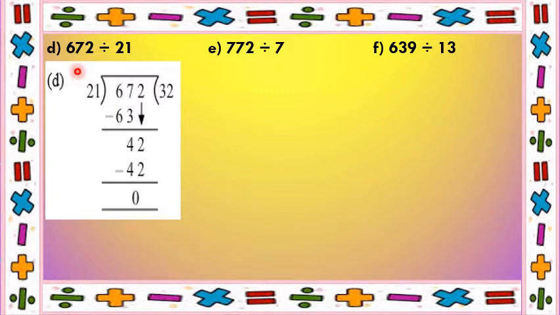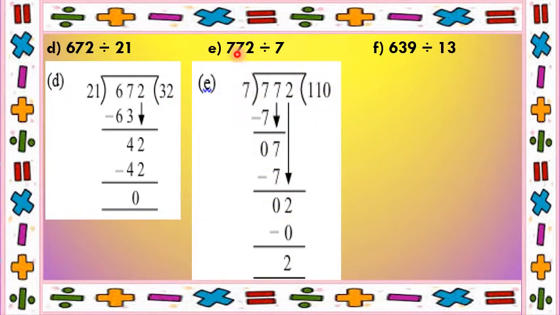D. 672 divided by 21. First consider the first digit, that is 6. 6 is not divisible by 21. So consider second digit also, that is 67. Now 21 threes are is 63. Find the difference. 67 minus 63 is 4. Put this 2 down. 21 twos are is 42. Find the difference. The remainder will be 0. And the quotient, that is answer, is 32.